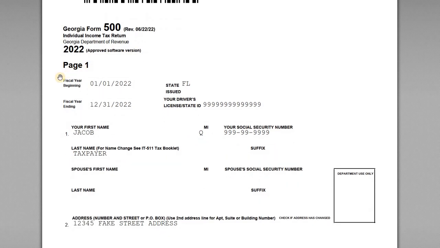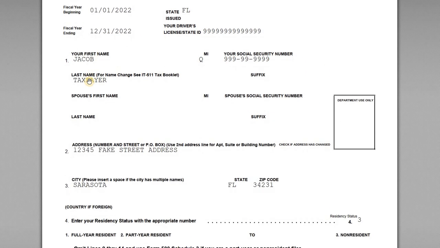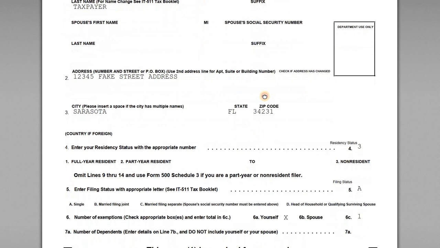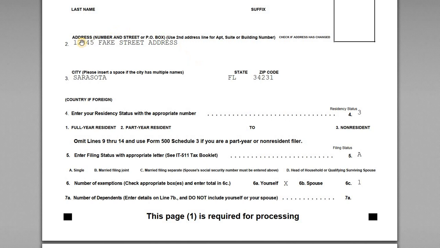So we've got the calendar year as the taxpayer's year, right? Individuals generally just use the calendar year. So Jan 1 through December 31st. We've inputted his driver's license information. So state of Florida issued the ID and the driver's license number. Jacob Taxpayer, middle initial, and his social security number. And then the contact address, his mailing address in Florida.